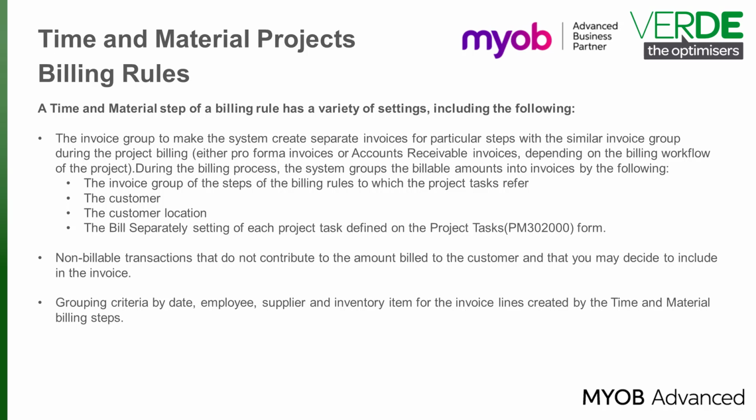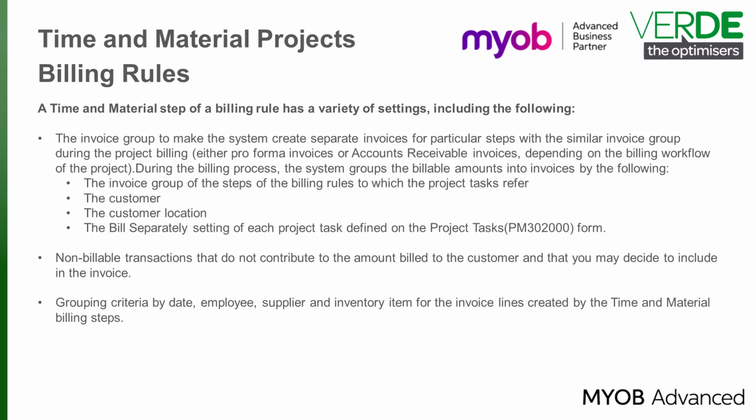During the billing process, the system groups the billable amounts into invoices by the following: the invoice group of the steps of the billing rules to which the project tasks refer, the customer location, the bill separately setting of each project task defined on the project tasks form.